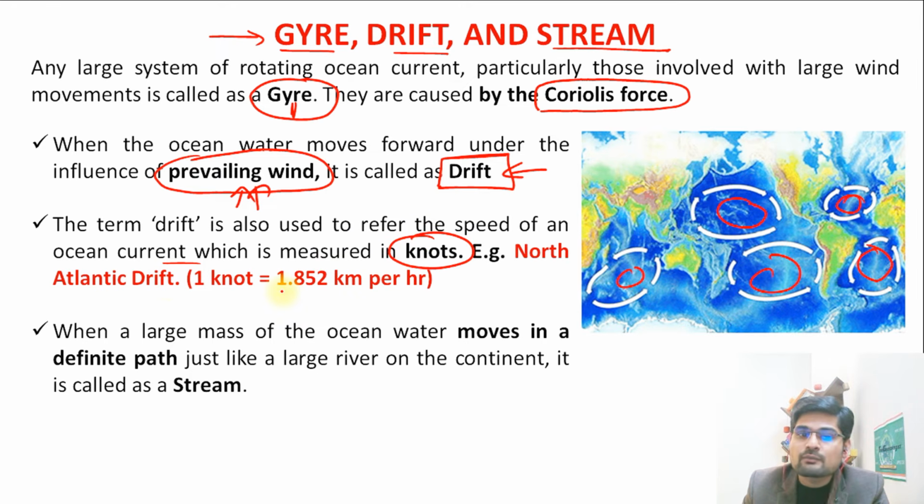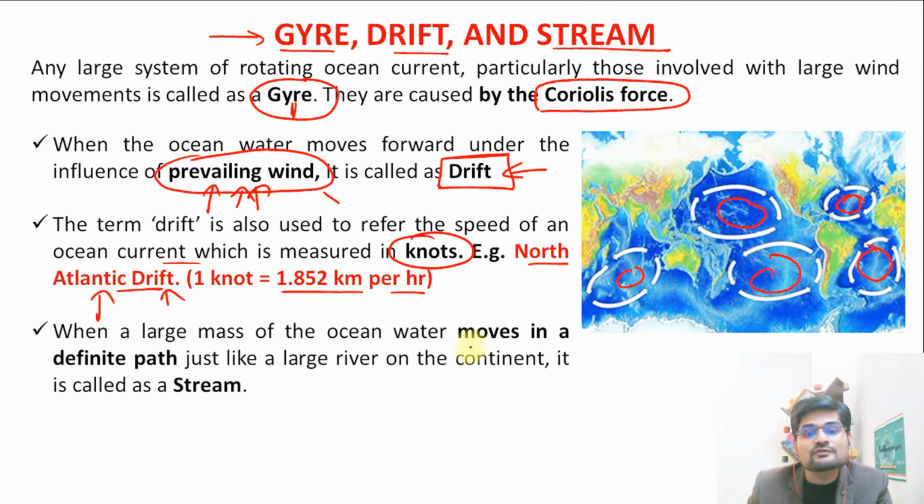Remember, 1 knot is 1.852 km per hour, and the best example is North Atlantic drift. That's why it is called North Atlantic drift. And remember, prevailing wind is the most important factor, and here it is the westerlies in the North Atlantic drift that take the entire ocean water in a particular direction.